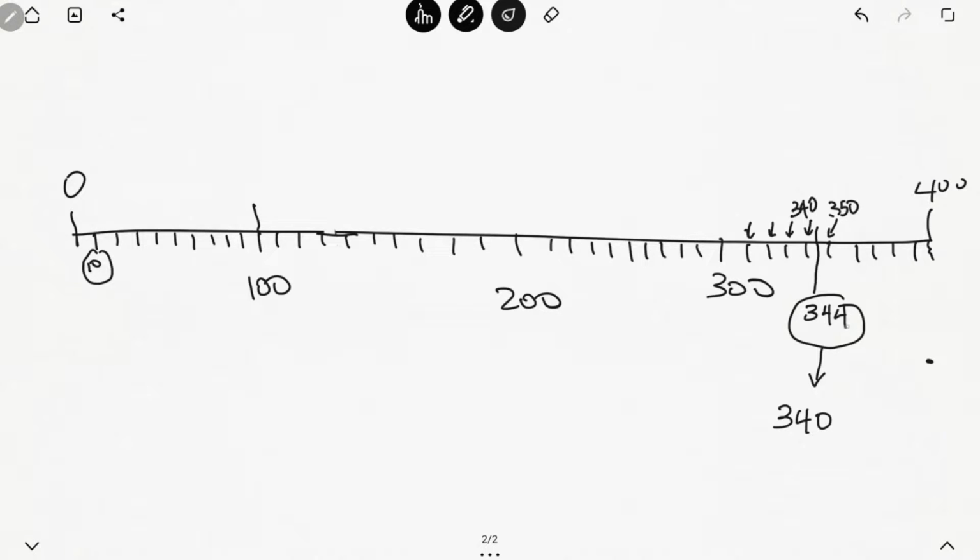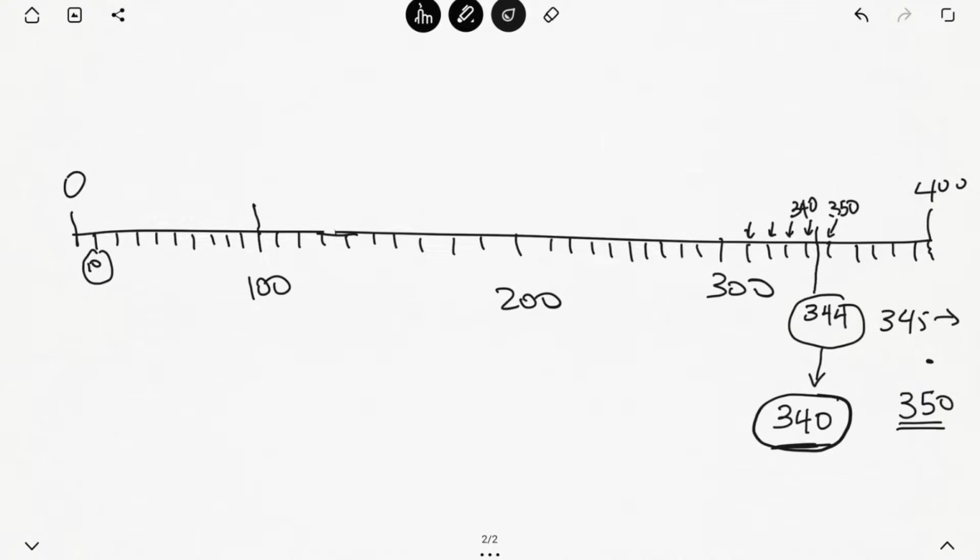We said anything that's 344 and below, this is what we did in our lesson 5, would be closer to 340. Anything from 345 up to 350 would be closer to 350. So in this case, if I ask you what's the nearest 10 to 344, you will tell me 340. All right, what if I ask you what is the closest 100 to 344?